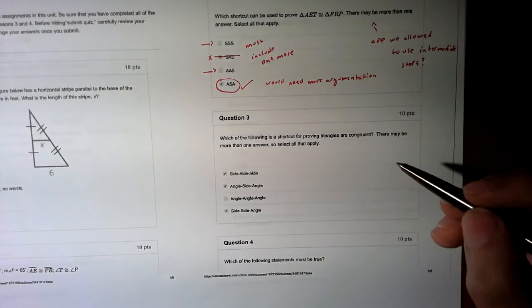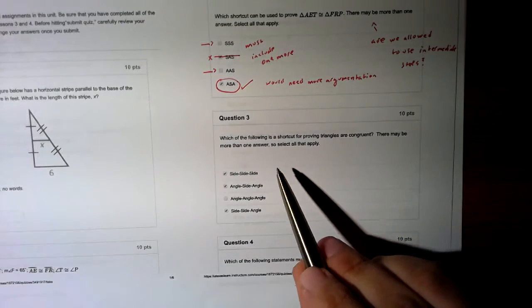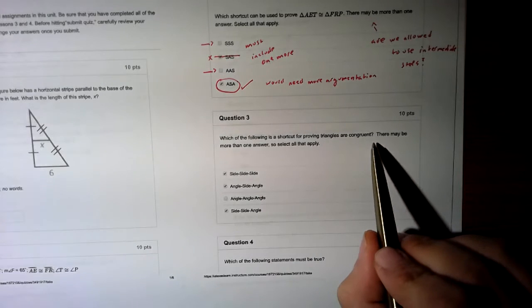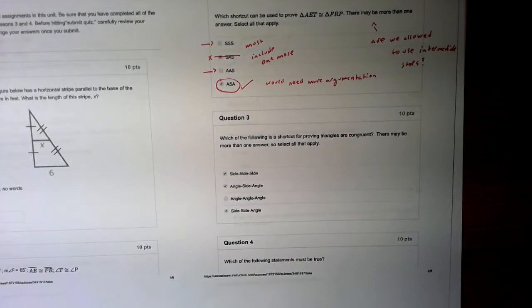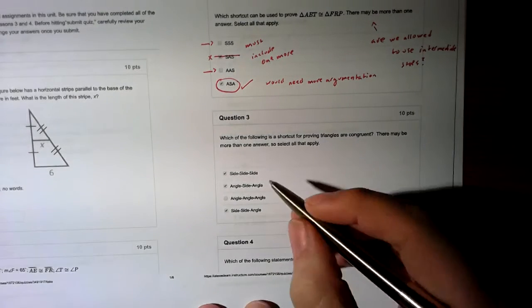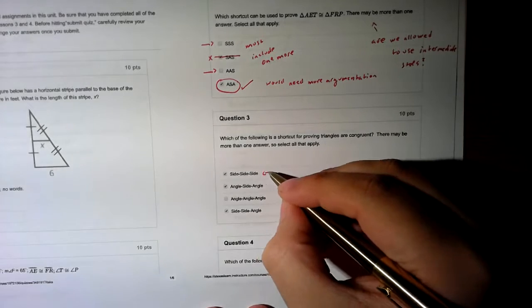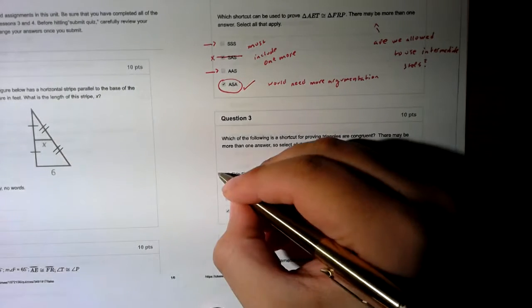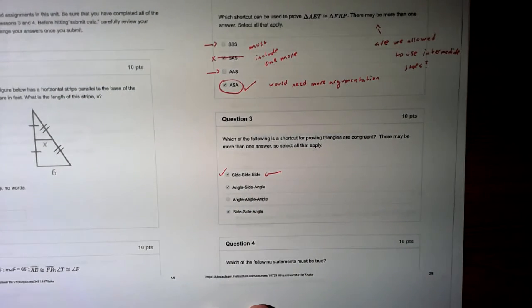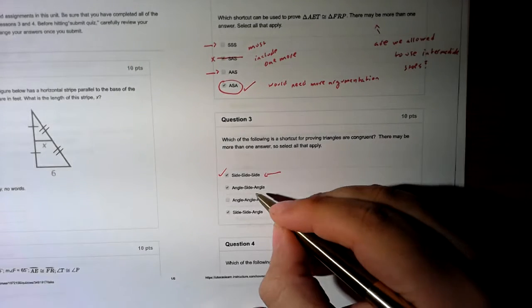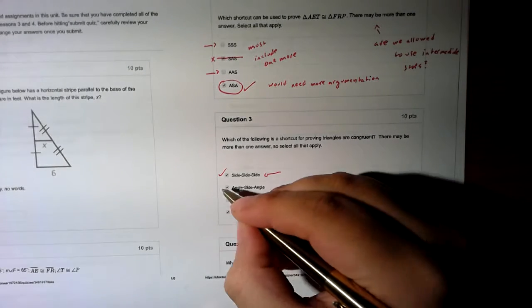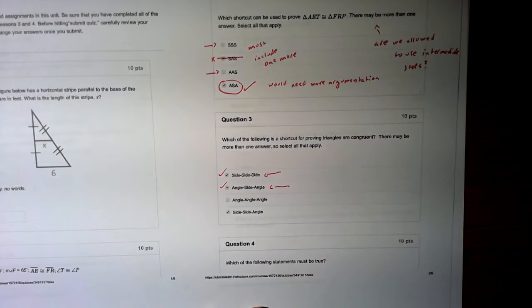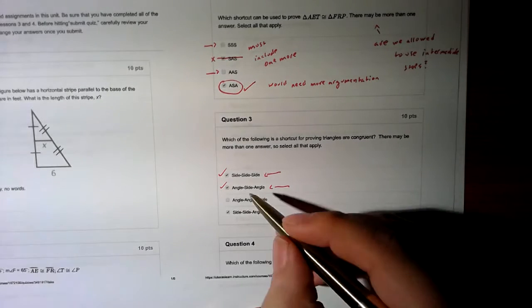So what do we have in question 3? Let's see. Which of the following is a shortcut for proving triangles are congruent? There may be more than one answer, so select all that apply. All right. So first of all, yes, side-side-side is correct. That's one of our statements. Another one is angle-side-angle. That's also correct, so good job on those.